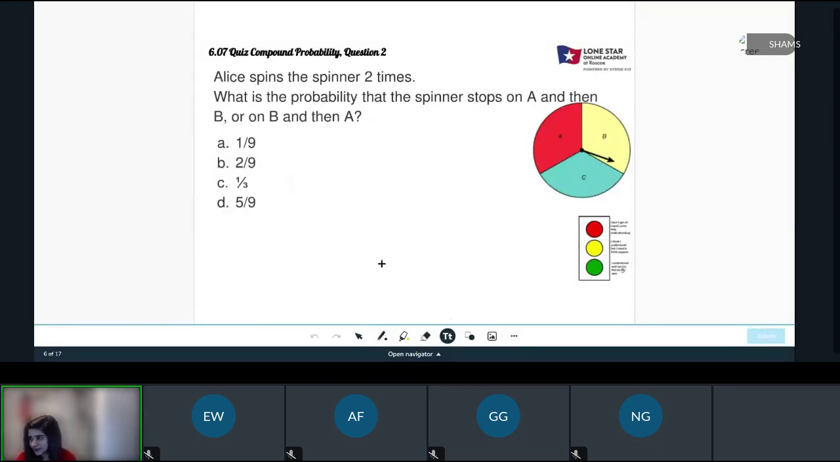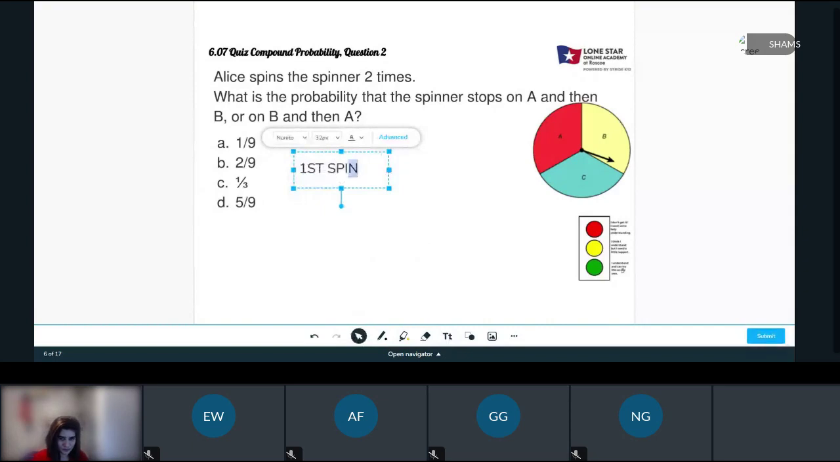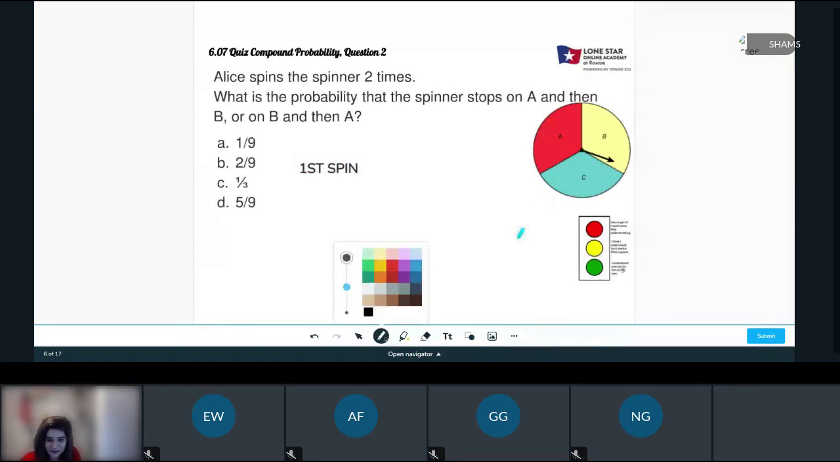So first spin. Let's talk about the first spin. The spinner might get A, B, or C. Everybody agrees? This is the first spin. Let's talk about the second spin.